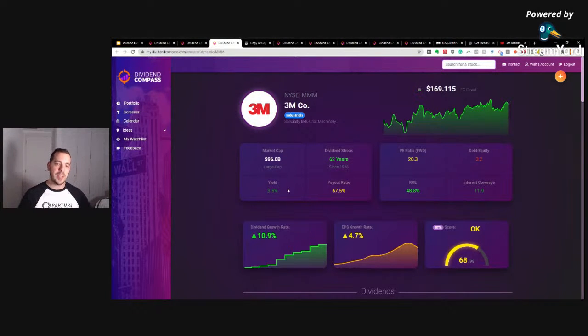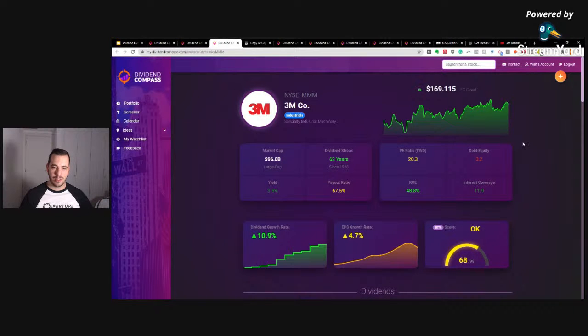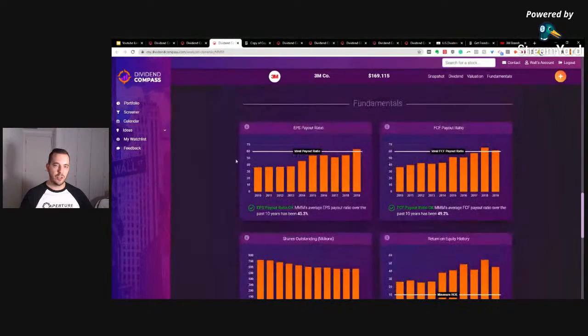So now that I've shown you this, let's go a bit deeper. We've already filtered by quality. That was step number 3. Out of all of these things, the 2 things that stand out to me as perhaps not being ideal are the payout ratio and the debt to equity ratio. That's why if you scroll all the way to the bottom, you get to the fundamentals.